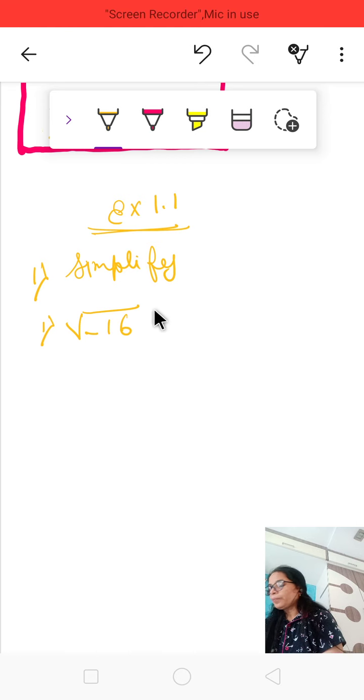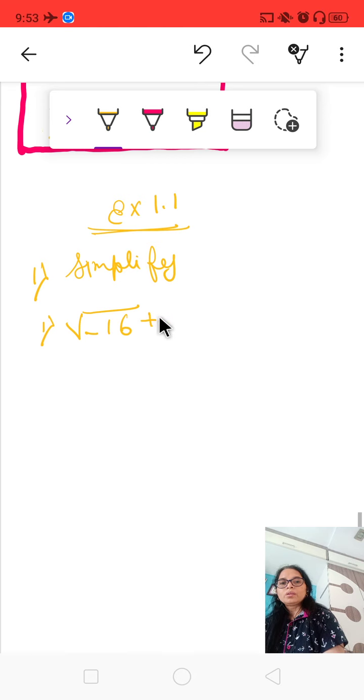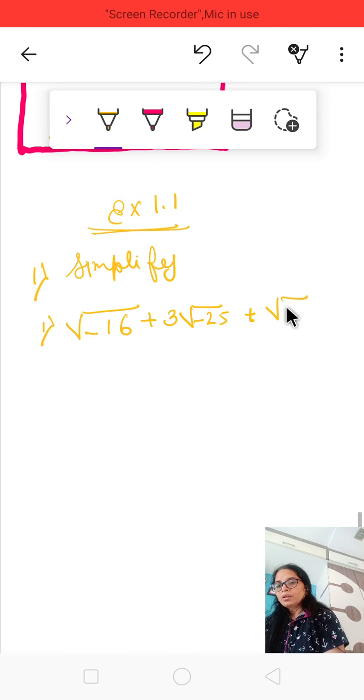Square root of minus 16 plus 3 root of minus 25 plus square root of minus 36 minus square root of minus 625.